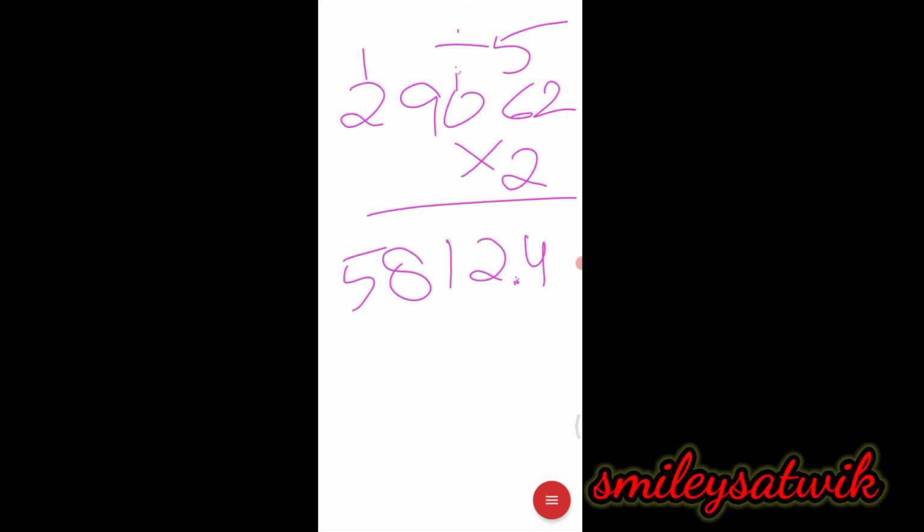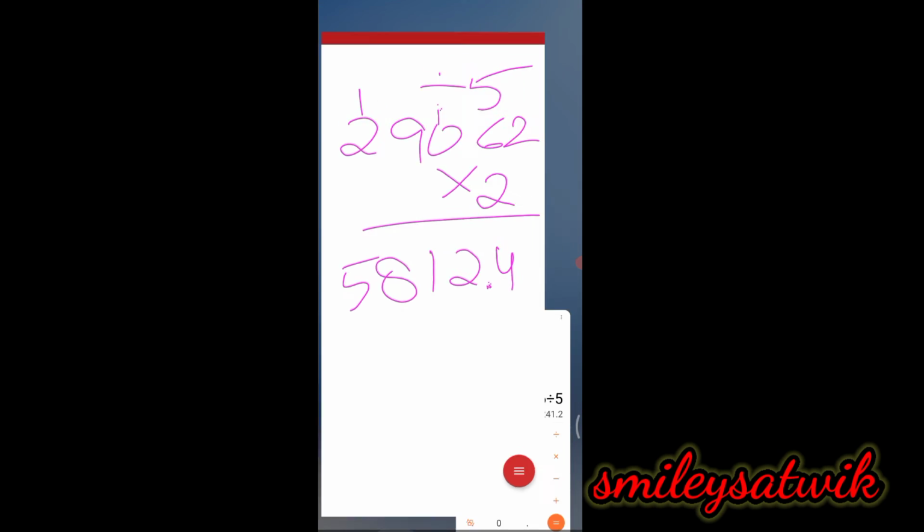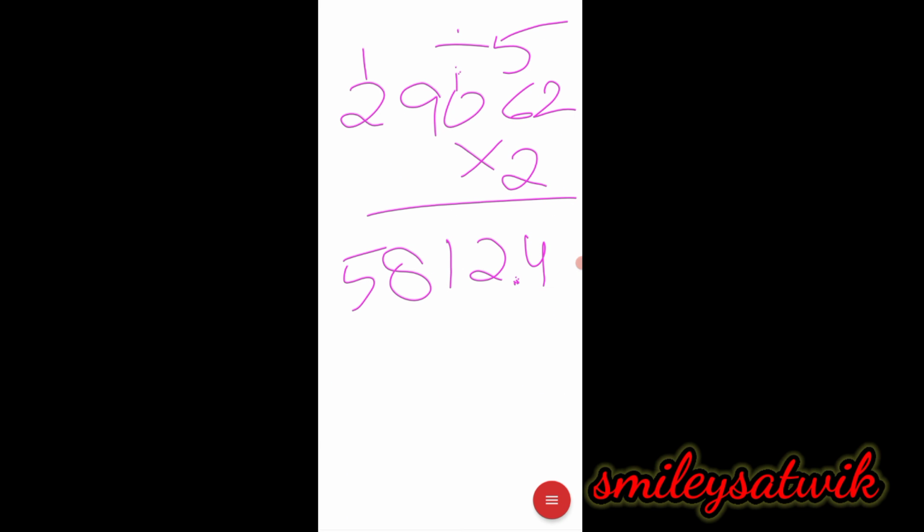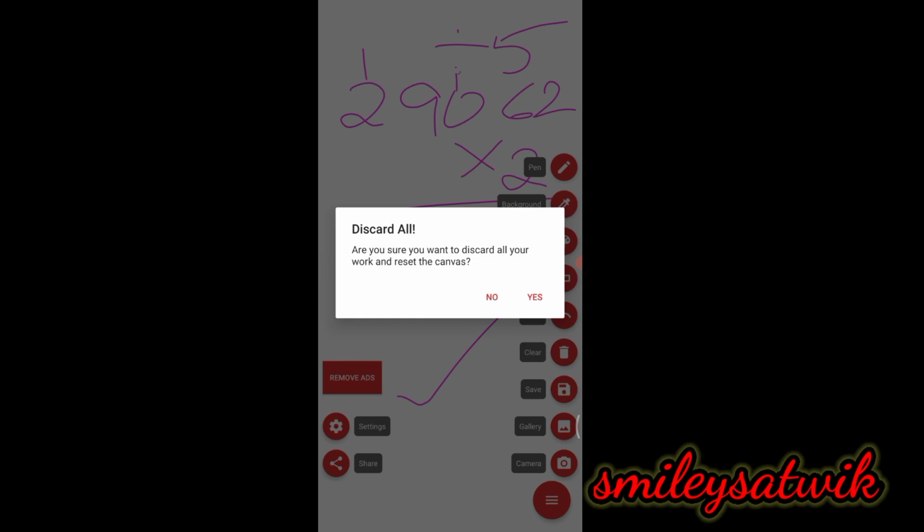Okay, so let's see. 29062 divided by 5 is 5812.4. See, our answer is correct. So in this way we can solve any type of question.